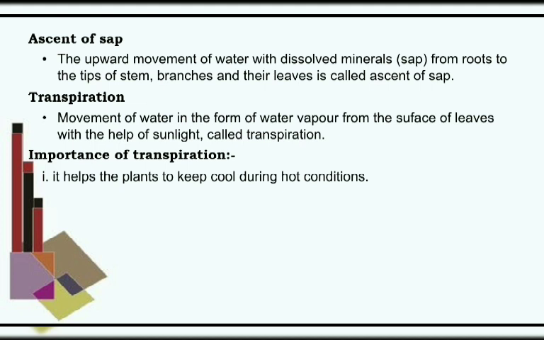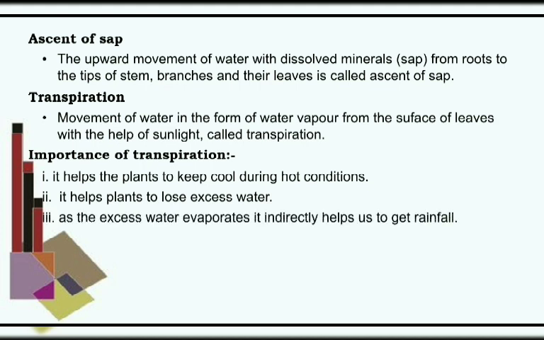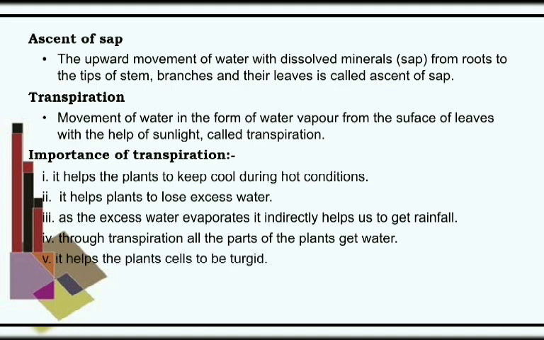There are so many importances. It cools the plant during hot conditions, which is very important. It helps the plant to lose excess water, which is present in the leaf and can easily be converted into water vapor. As the excess water evaporates, it indirectly helps rainfall, because of the formation of clouds, and later that cloud falls in the form of rain. Through transpiration all the parts of the plant get water. It helps the plant to remain turgid. Turgidity means maintaining the shape of the plant, because when a leaf loses water, it wilts.